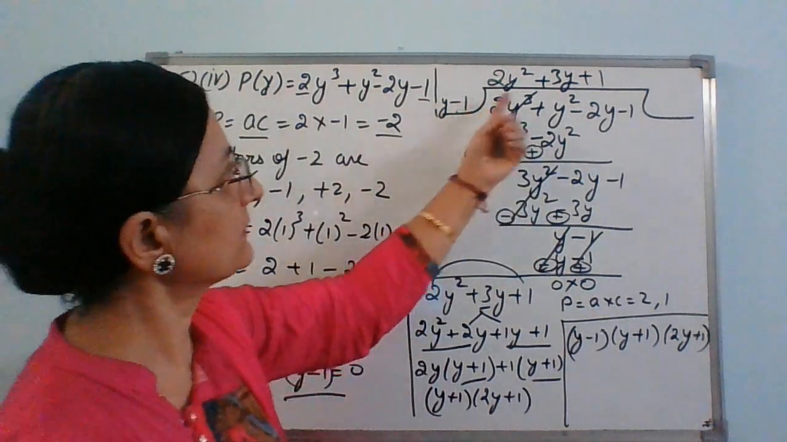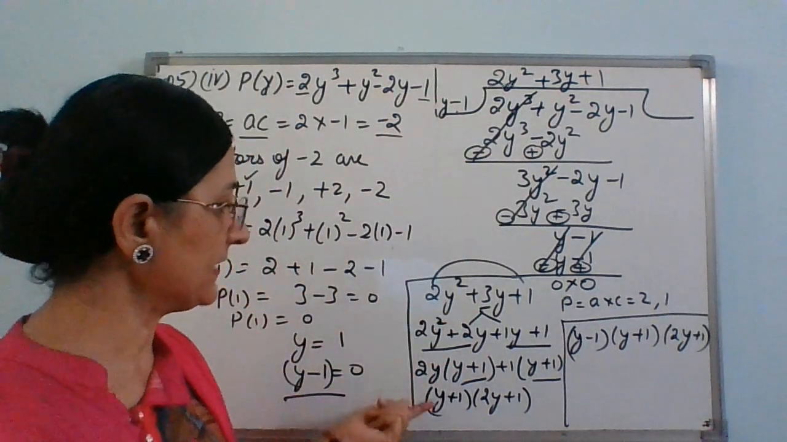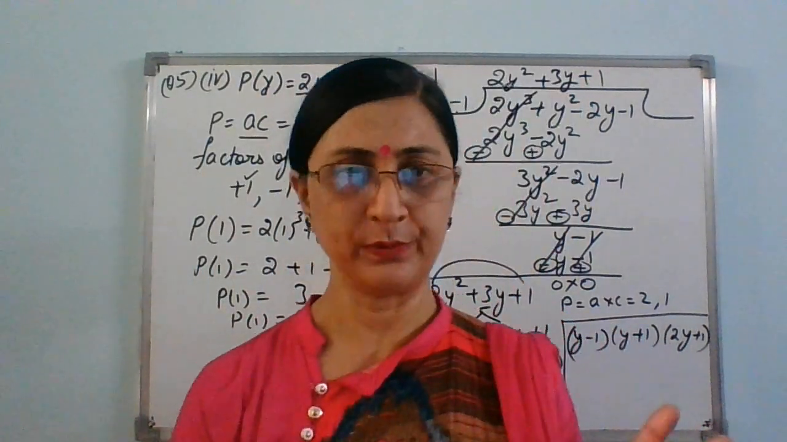So after doing this we get a quotient which is a quadratic, and the quadratic can be factorized by splitting the middle term and finding out the factors. So this was all about exercise 2.4.